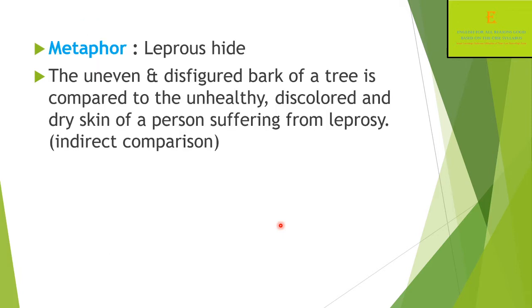Next is metaphor. So leprosied, we've already discussed while I was explaining in detail what the meaning of leprosied is. It is a direct comparison. The uneven and disfigured bark of a tree is compared to the unhealthy, discolored and dry skin of a person who is suffering from leprosy. The comparison words like or as are not used, therefore it is a metaphor. So the poet is saying that the hide or the bark of the tree is like the skin of a person with leprosy.